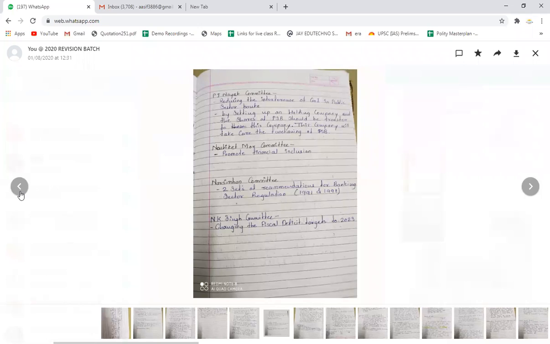There are various committees mentioned here: PJ Nayak committee, Nachiket More committee, Narasimhan committee, and NK Singh committee. I don't think a question can be asked on which committee is related to what, but you just need to know about it. You can read it by yourself. Nachiket More committee is for financial inclusion. PJ Nayak committee is about reducing the interference of the government of India in the public sector banks. The Narasimhan committee has given two sets of recommendations for banking, one in 1991, another in 1998. Then the NK Singh committee was created to decide the fiscal deficit target by 2023.